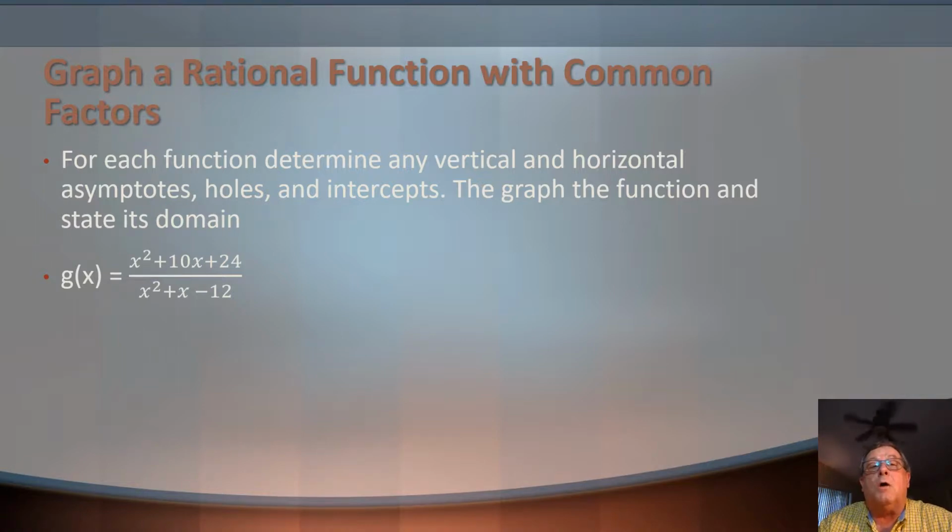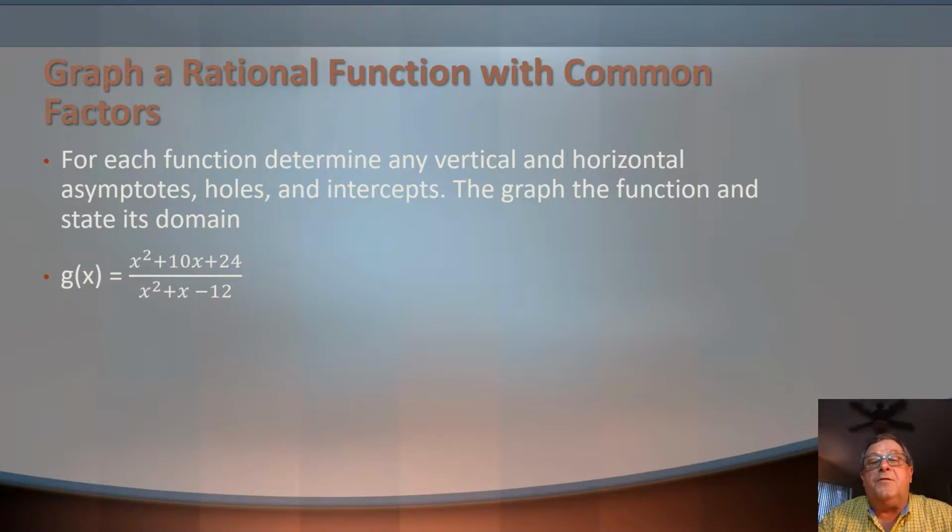Well, now we're going to talk about holes in a rational function. Or, I guess, another way to say it, a rational function with common factors. If a rational function has common factors, it's going to create a hole. It's going to be a point on the graph that x cannot equal, because the function would be undefined at that point, and thus creating a hole.